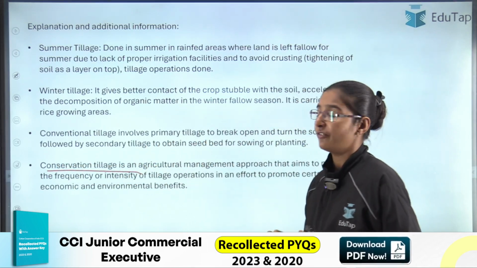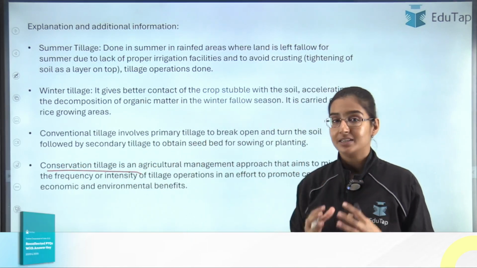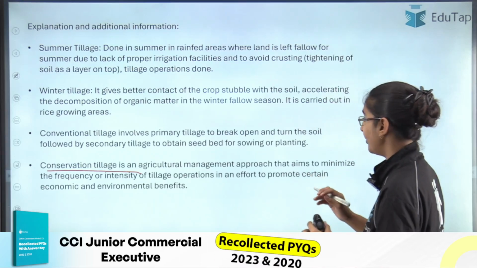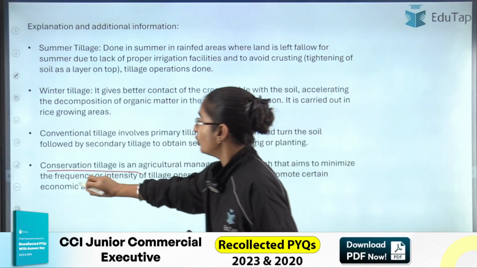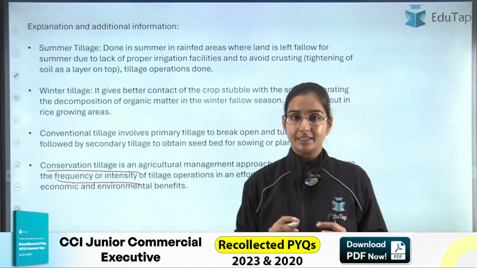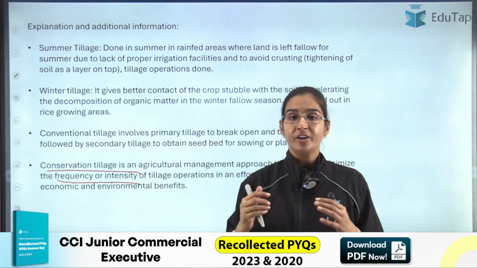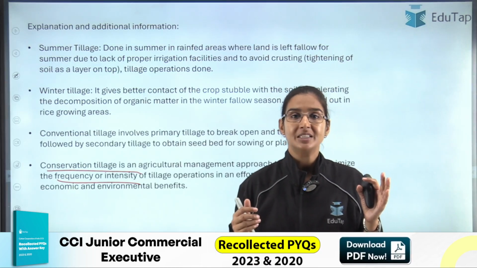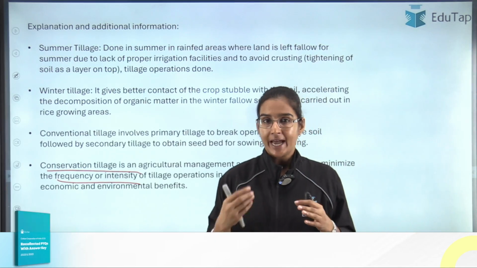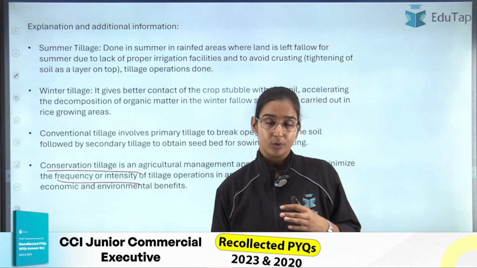As the name itself suggests, we are trying to conserve the soil. Now, how is it done? Because we try to minimize the frequency and intensity, here either we can combine two operations together, or we can eliminate some of the steps altogether. Right. So in that way, conservation tillage is carried out.